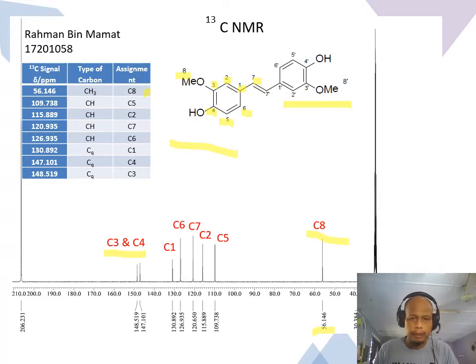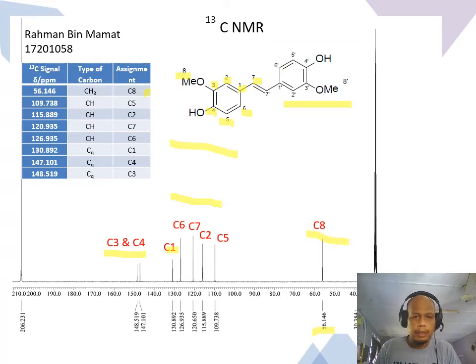For carbon 1, here it is attached to sp3. Carbon 1, 3 and 4 are quaternary carbons because there is no hydrogen attached to them. Carbon 2, carbon 5, carbon 6 and carbon 7 are located here.